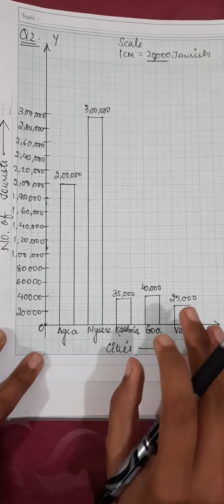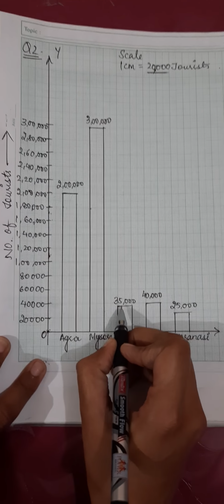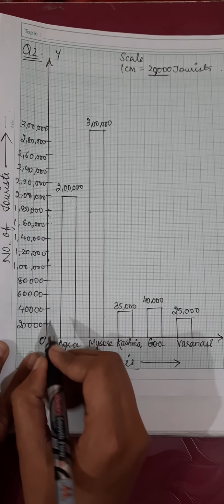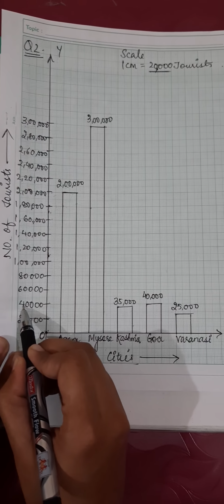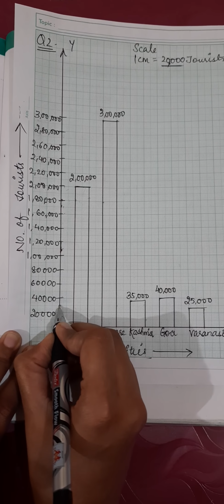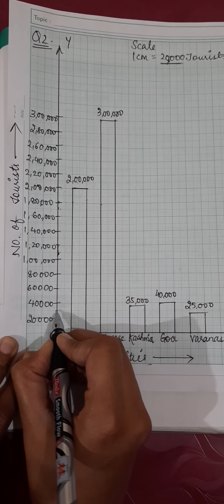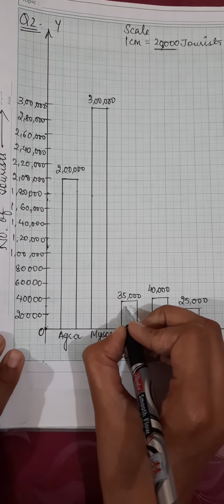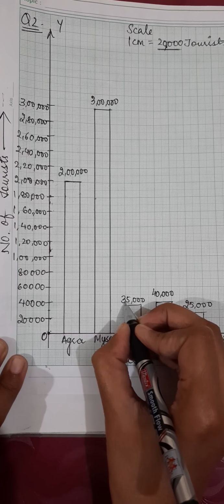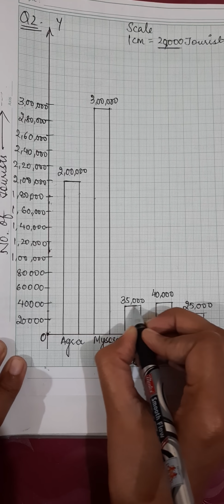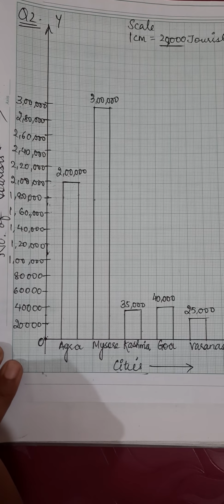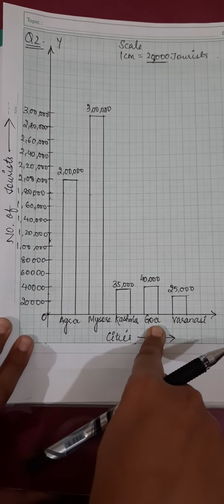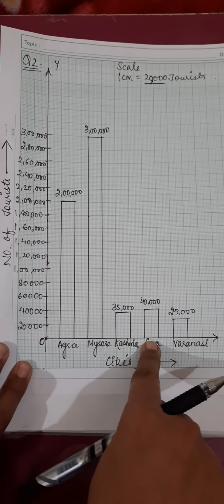Next is the number of tourists who visited Kashmir, which were 35,000. So how are you going to represent this 35,000? Okay, now see. Between 20,000 and 40,000 will come 30,000. And between 30 and 40, 35,000 will come. So between this 35 and 30 and 40, 35 will come. So I have represented this like this. Next is the number of tourists who have gone to Goa. How many are there? 40,000. So I have represented this 40,000.